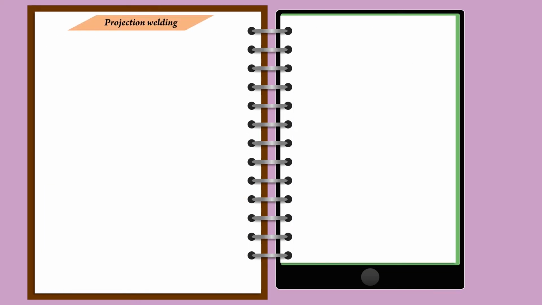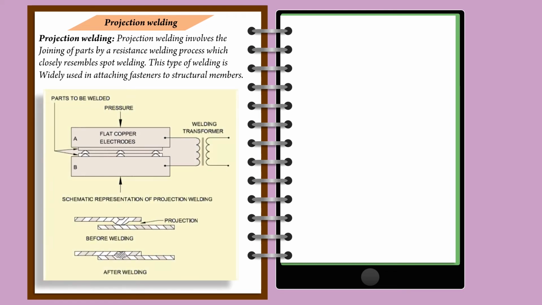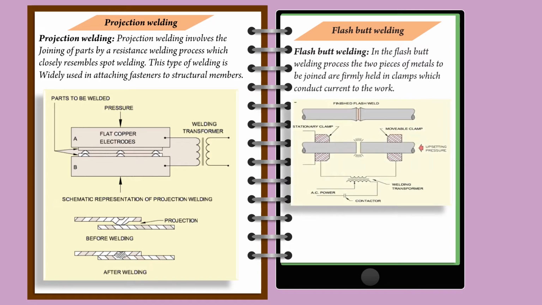Projection welding. Projection welding involves the joining of parts by a resistance welding process which closely resembles spot welding. This type of welding is widely used in attaching fasteners to structural members, as shown in figure given below.